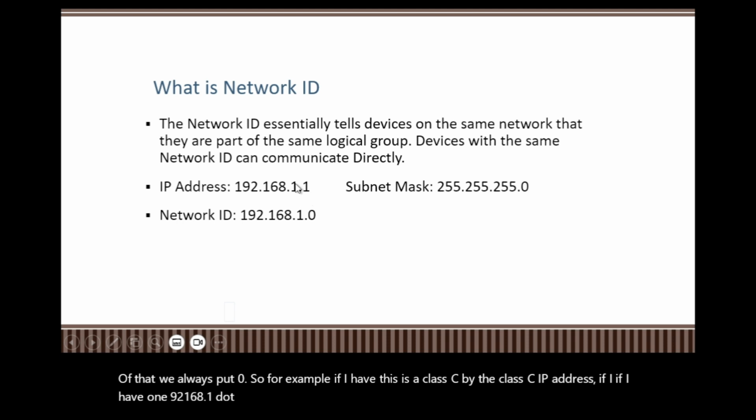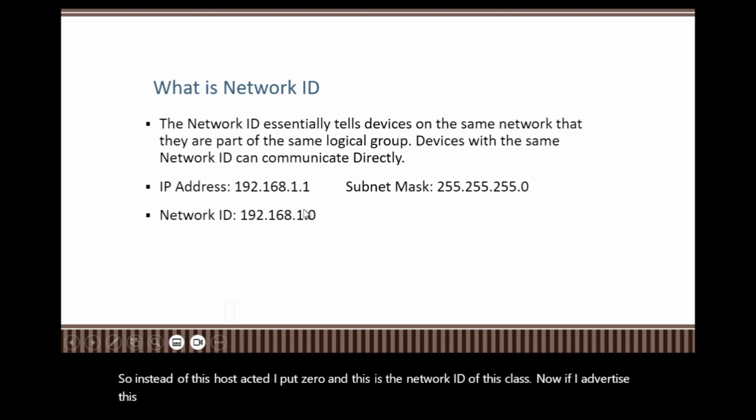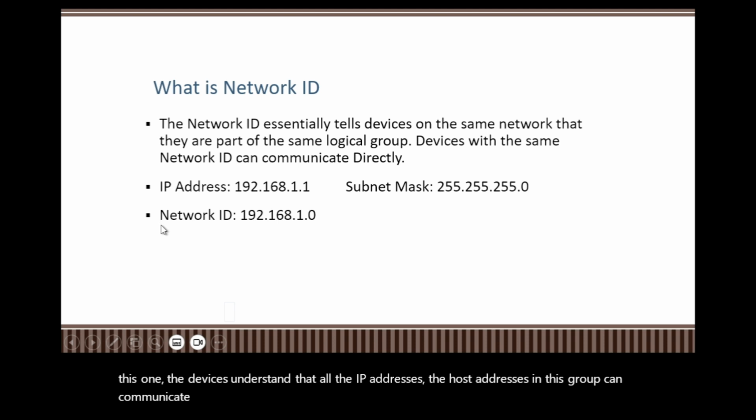If I have 192.168.1.1, we know in class C we have 3 octets of network and 1 octet of host. So instead of this host octet, I put 0. And this is the network ID of this class. Now, if I advertise this one, the devices understand that all the host addresses in this group can communicate with each other because they are in the same network ID.